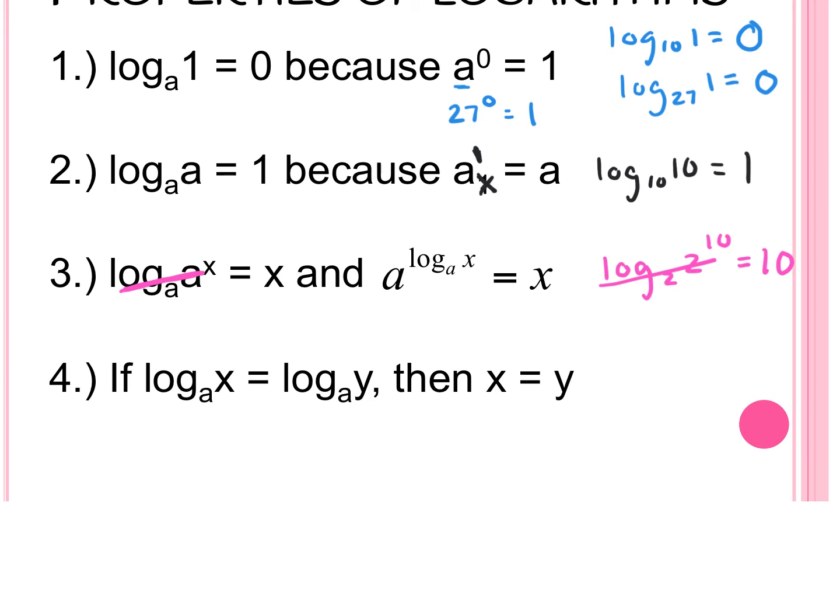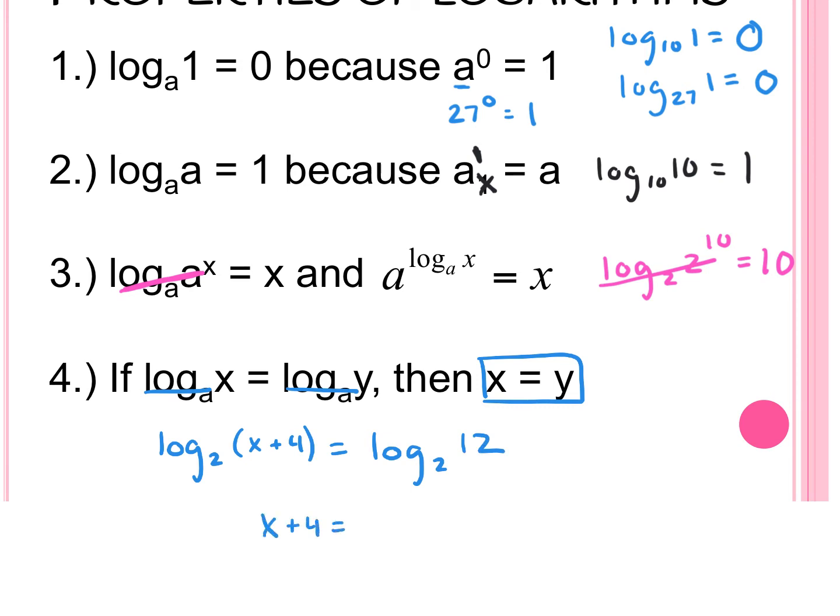Also, if you have log base a of x equal to log base a of y, the log base a's cancel, so then you would just be left with x is equal to y. This would work in examples like log base 2 of x plus 4 is equal to log base 2 of 12. To solve for x, you would just say x plus 4 is equal to 12, because the log base 2's cancel. And then you just set the rest of it equal to each other.